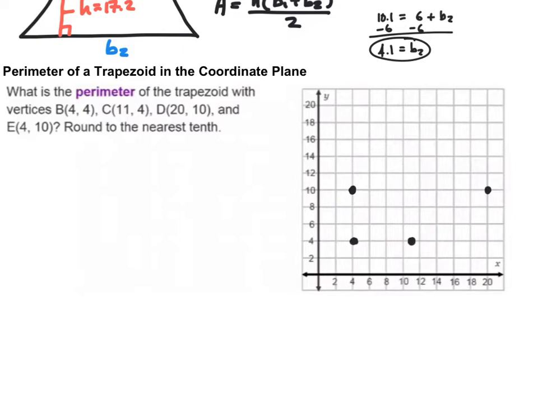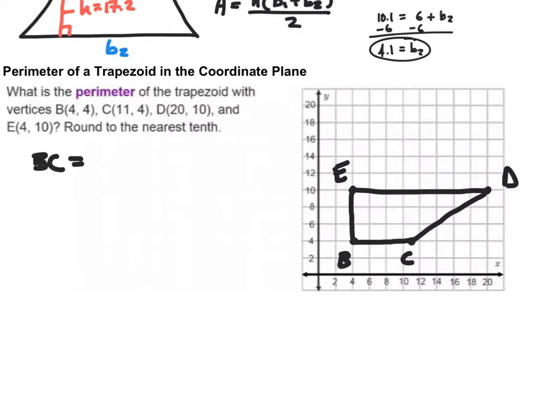All right, so now we want to find the perimeter of this. Let me go ahead and put these all together here. This one shouldn't be too bad. I'm going to call this point B, this point C, this point D, and this one point E. Okay, so what I want to do is find the length of BC, the length of BE, the length of ED, and then the length of CD, and then we're going to add them all up.